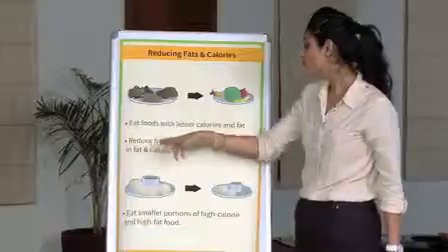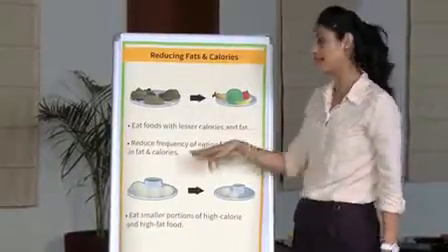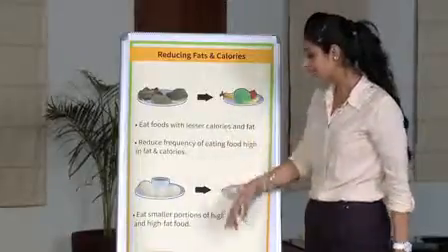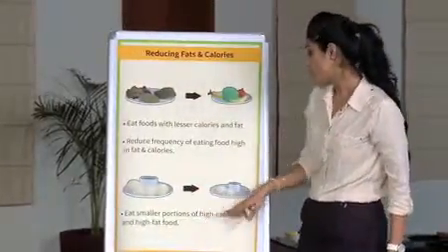The second is to reduce the frequency of eating food high in fat and calories. For instance, if you've put butter on your toast for breakfast, then you should have a plain chapati for lunch. And lastly is to eat smaller portions of high calorie and high fat foods. So if you get a box of mithai, try and have your favorite one and not a couple.